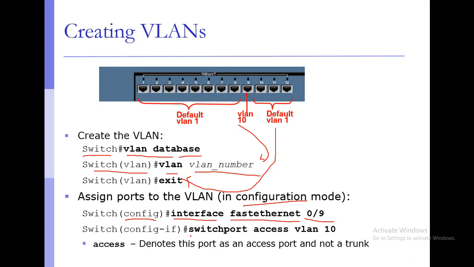Other than that, you also have to use this command, switchport access VLAN. It means that VLAN 10 should have access to this port. So this is your inbound command. Access denotes that this port is an access port, and it is not a trunk port.